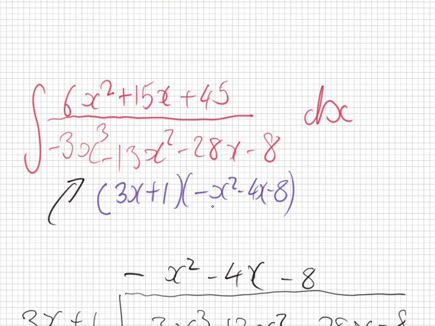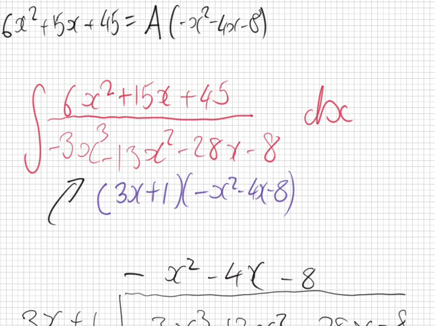Again, to save time and to speed things up, I'm going to skip a couple of steps and go straight to the part where I have the straight equation with the denominators multiplied. So I'll end up with 6x squared plus 15x plus 45 equals a times minus x squared minus 4x minus 8, plus bx plus c, times 3x plus 1. That's a 15 there. So that's what you end up with.